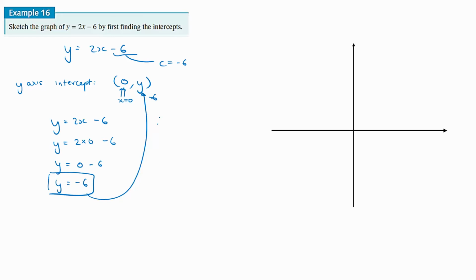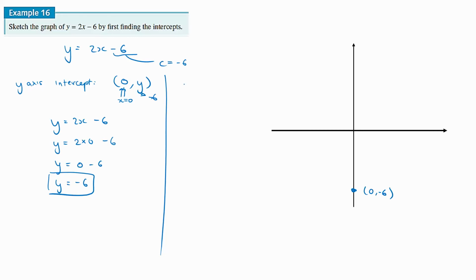So now I know I've got a coordinate at 0, negative 6. That's where my y-axis intercept is. Okay? So 0, negative 6, maybe around here. That's 0, negative 6. There we go. I got my first point. I just need a second point to sketch the graph.